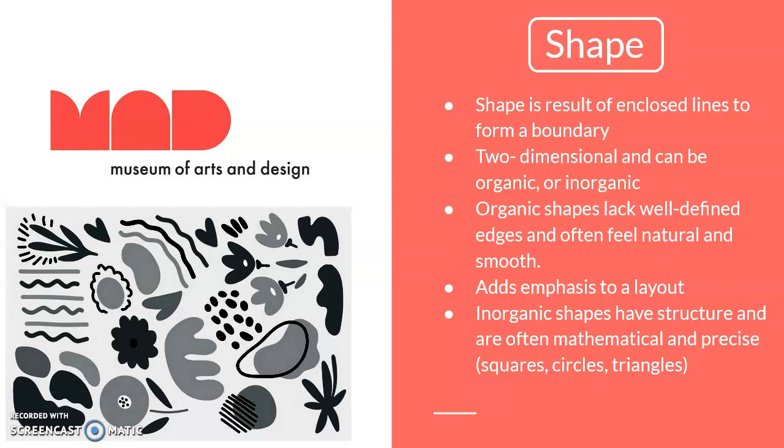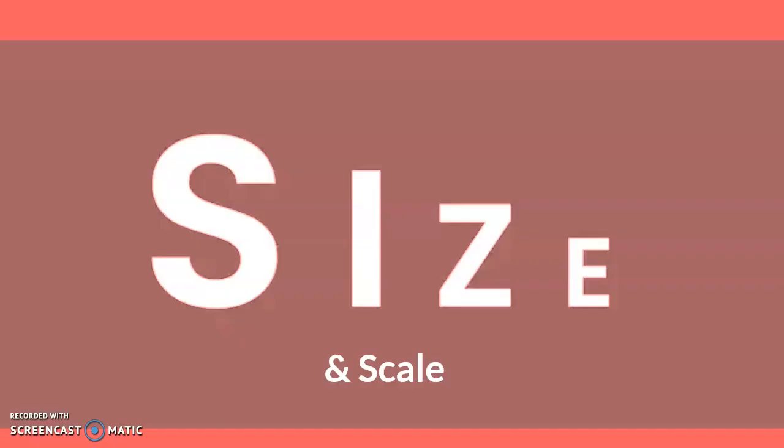Inorganic shapes have structure and are often mathematical and precise, like squares, circles, triangles, just regular geometric shapes, like rectangles and ovals. I included the MAD logo because when creating that they used squares and circles, which I thought was really cool. And then below that is organic shape. And then next is size and scale.